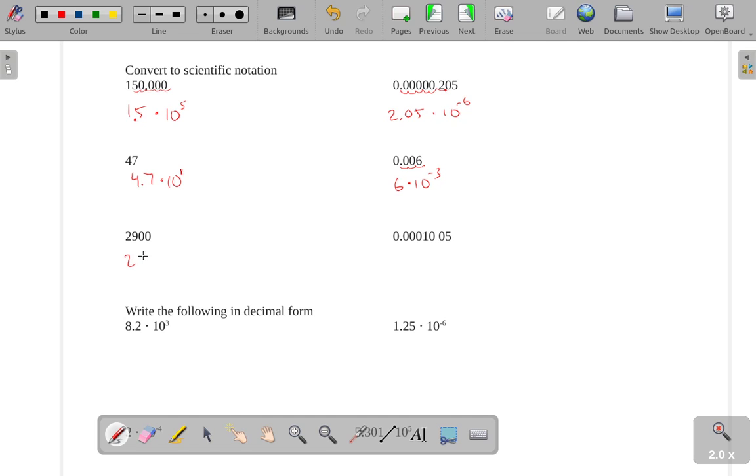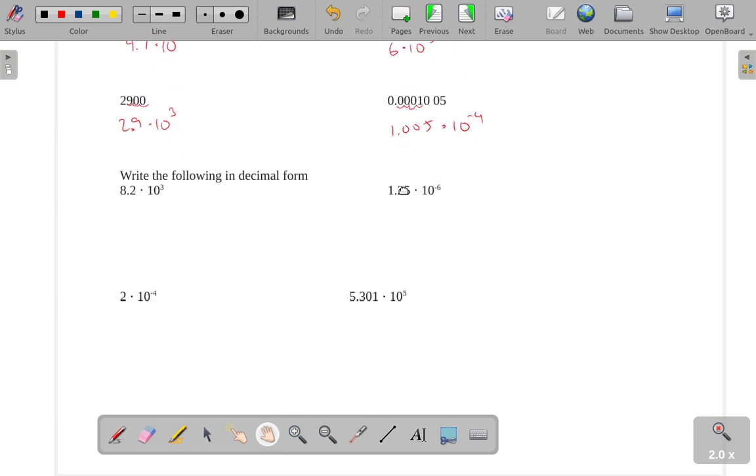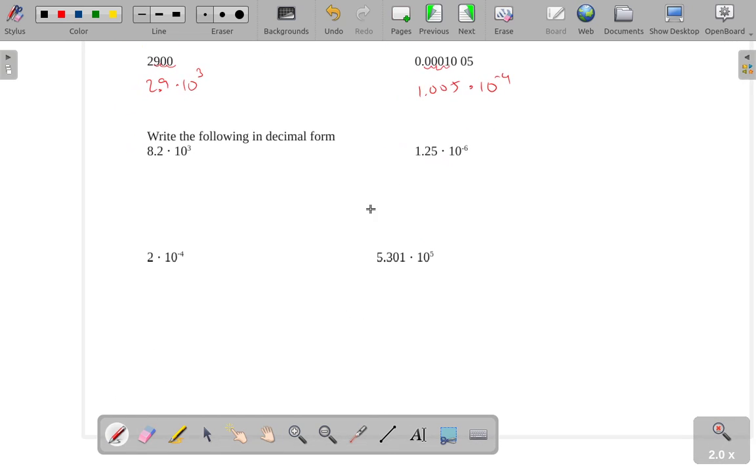For 2900, this would be 2.9. And in order for this to be the same number, it needs to be moved 1, 2, 3 places. So 2.9 times 10 to the 3rd. And here, we'll go 1.005 times 10 to, let's see, 1, 2, 3, 4 places to the left, so 10 to the negative 4th. We can flip our roles here. We can go from a number that's in scientific notation and write it in decimal form in the same way.